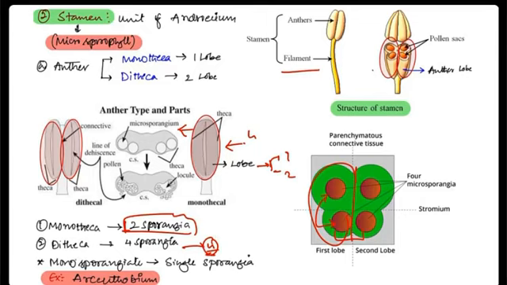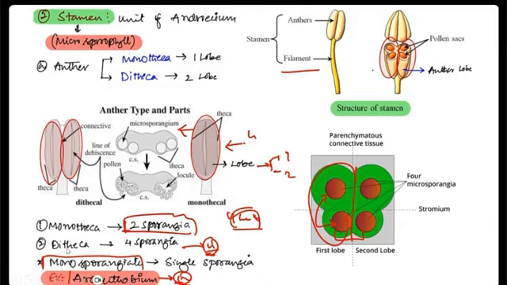There is also monosporangiate. Even if it is one lobe, within the one lobe there can be a single sporangium, which is called monosporangiate. This is seen in Arceuthobium, for example. This is about the anther types and their parts.